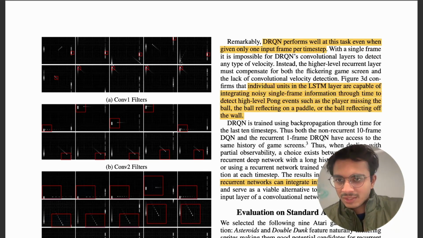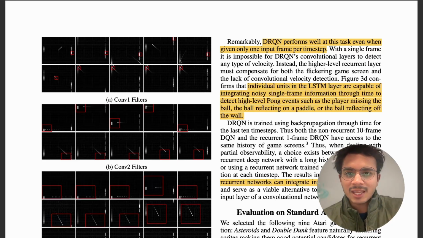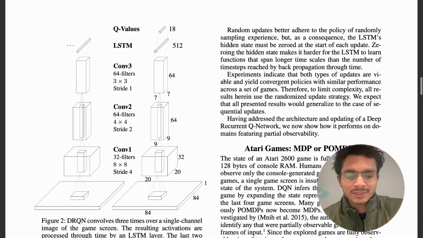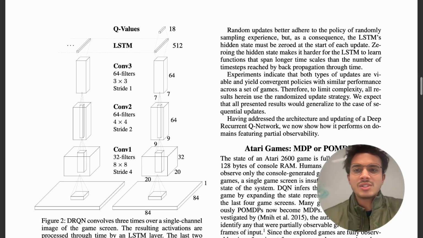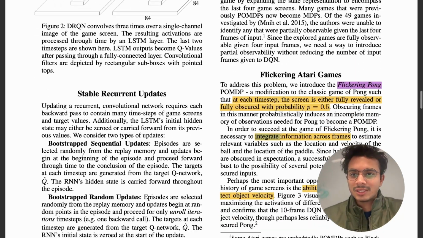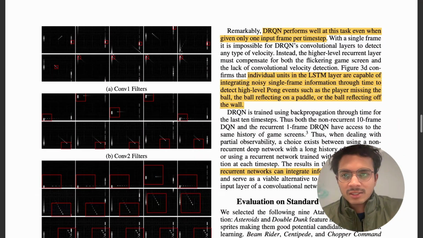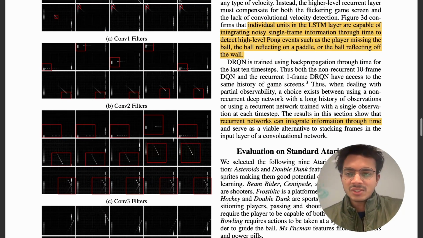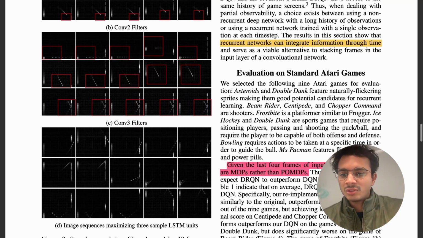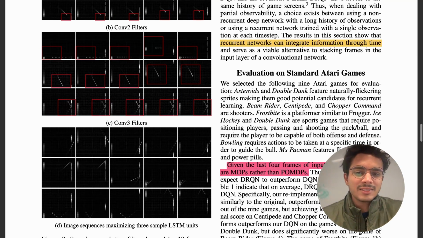So these are the features learned by the convolutional network that they have given over here. Here is the architecture: convolutional layer 1, convolutional layer 2, convolutional layer 3, and then there's an LSTM at the end. Then there are Q values at the end. Fine. So basically, the first layer learns these features, the second layer learns these features, the third layer learns these features, and so on and so forth. Image sequence maximizing 3 sample LSTM units.